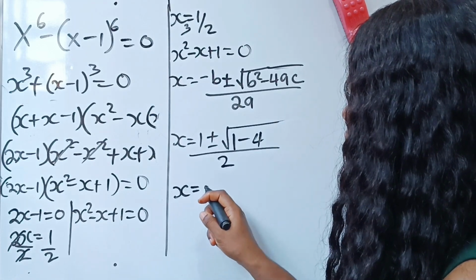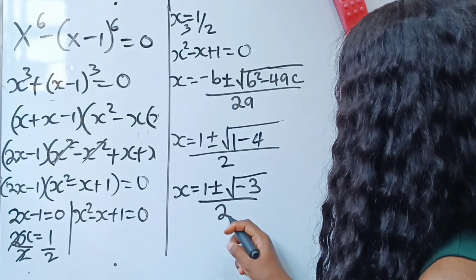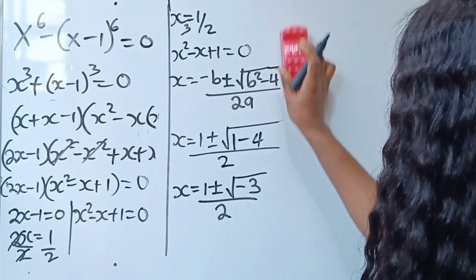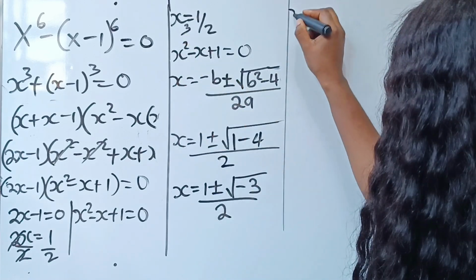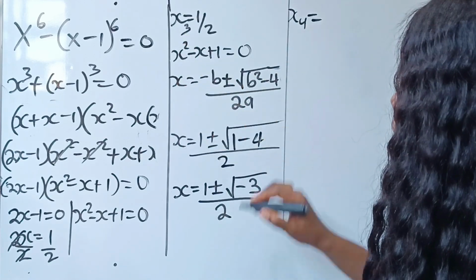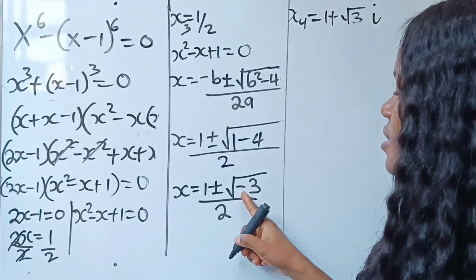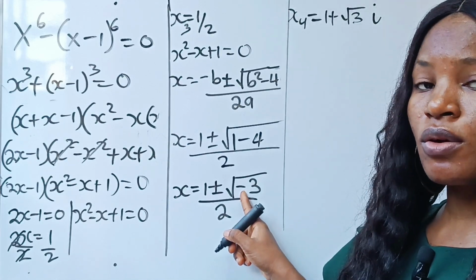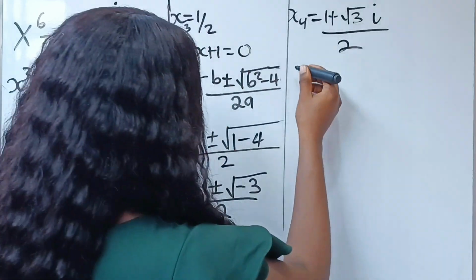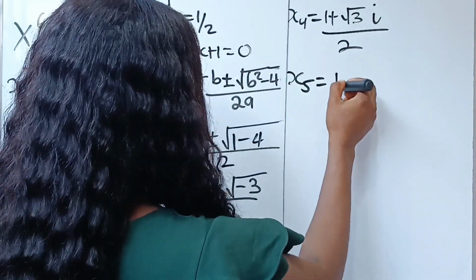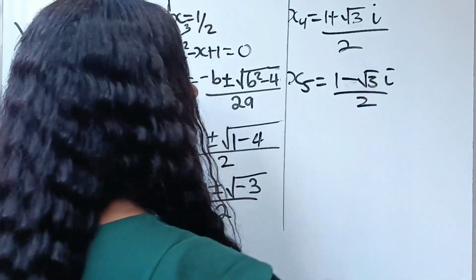So we have that x is equal to 1 plus or minus square root of minus 3 divided by 2. Now recall that we have found our x3, right? So that means our x4, the fourth value of x, is equal to 1 plus square root of 3i, because this is same thing as root 3 times root minus 1, which is root 3i, divided by 2, while our x5 is equal to 1 minus root 3i divided by 2.